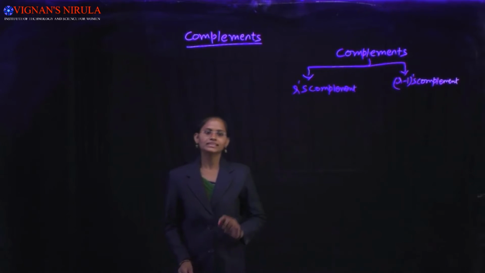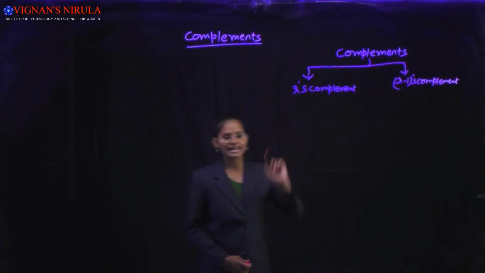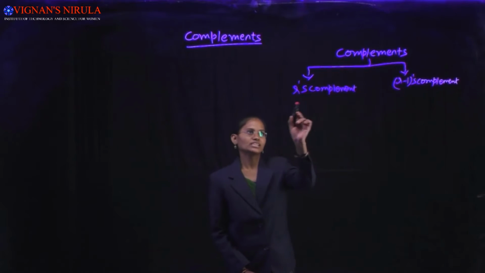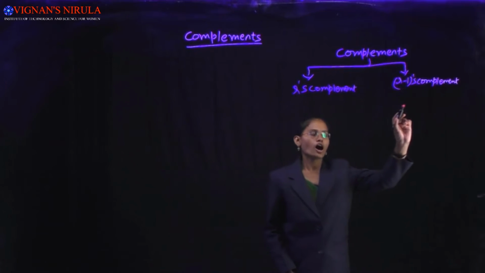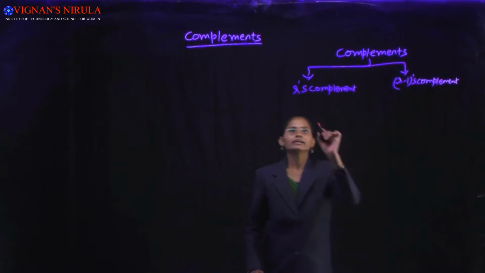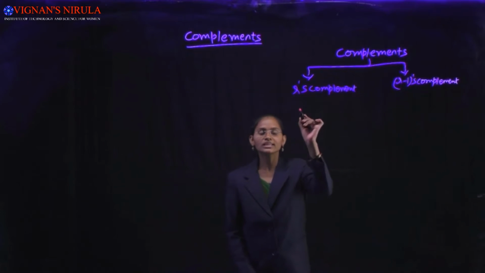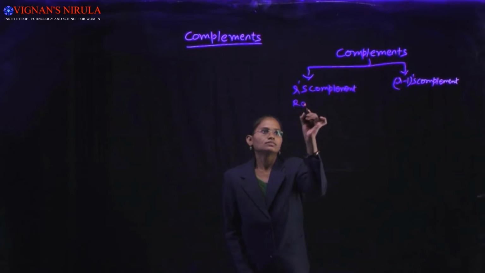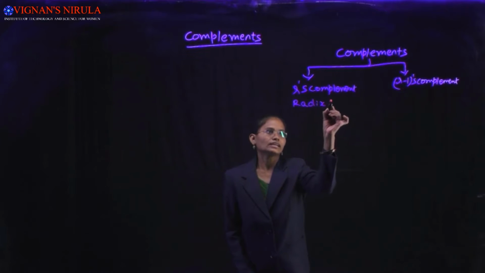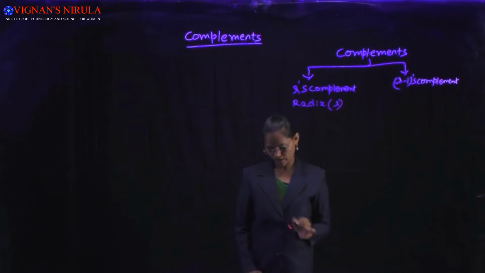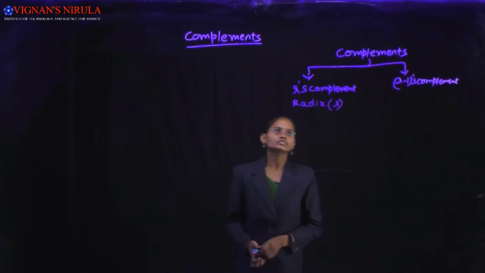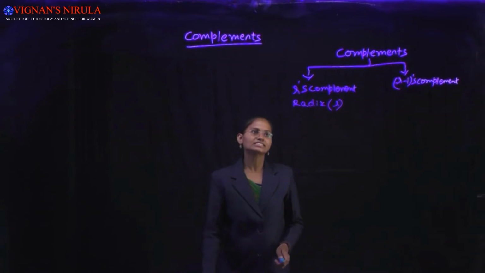And next topic is complements. Complements are classified into two types. First one is R's complement and second one is the R minus 1's complement. Here in R's complement, R indicates the radix. Radix is denoted by small r. Okay, here R's complement and R minus 1's complement.